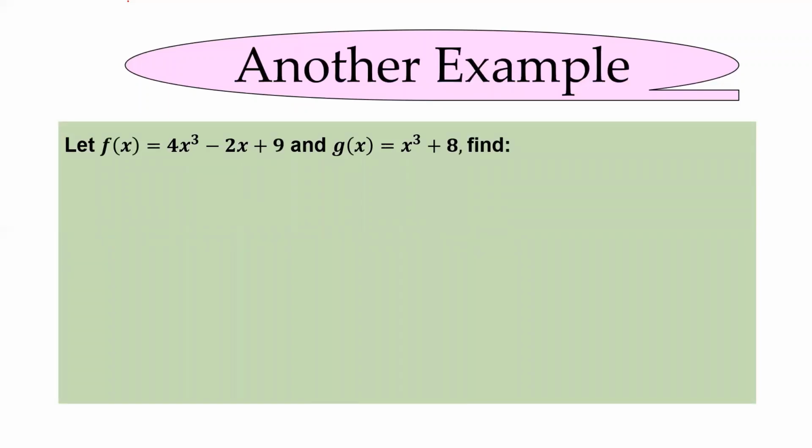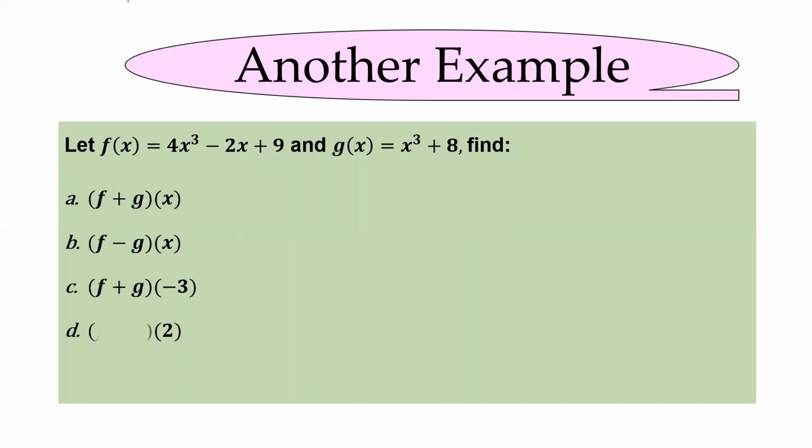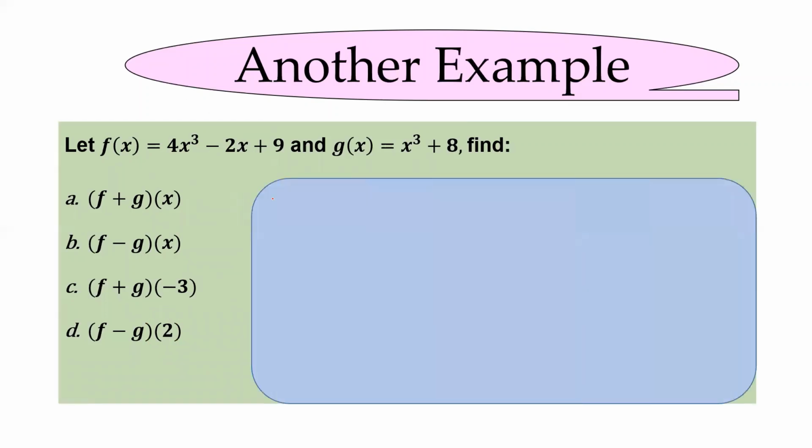What about if we have this example? Let f of x is equal to 4x cubed minus 2x plus 9, and the g of x is equal to x cubed plus 8. Find, okay, we have apat: sum, difference, sum but with the replacement value, difference but with replacement value. We will start with letter A first. Okay, letter A.